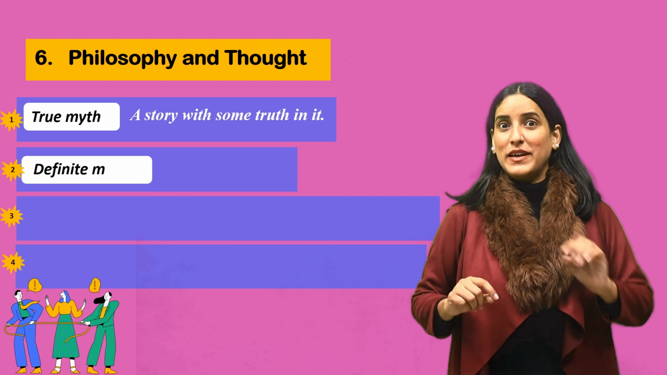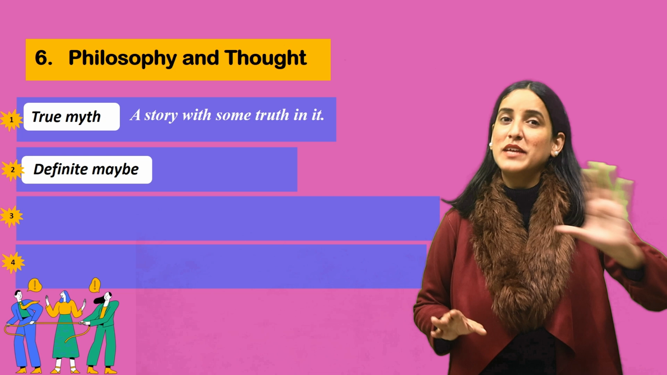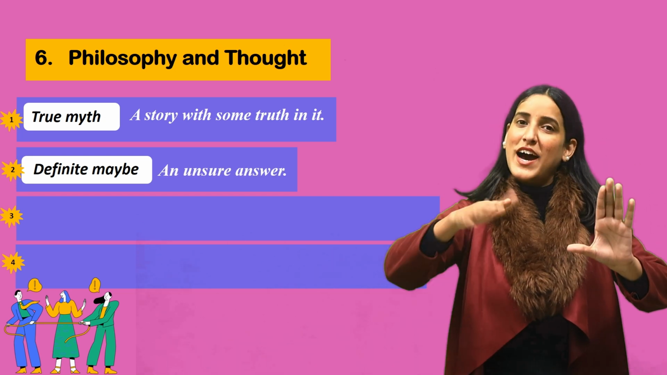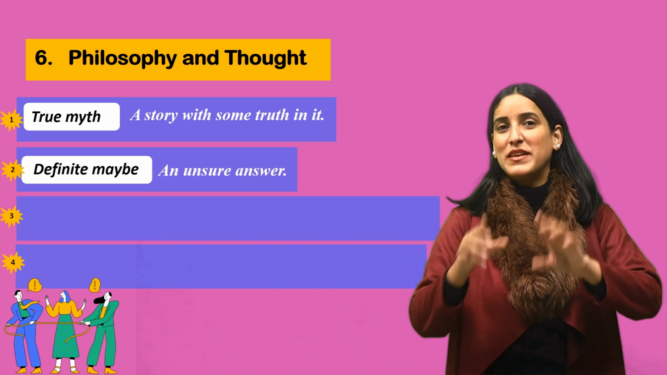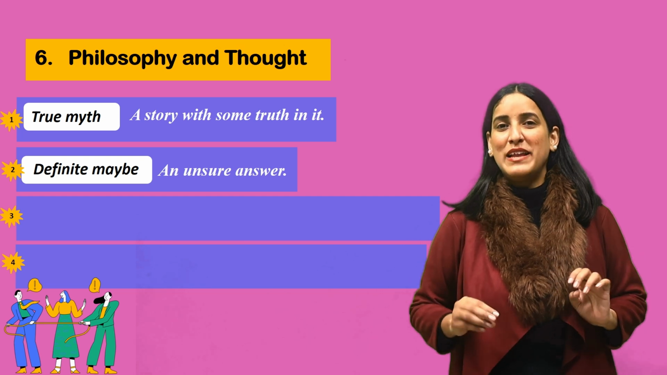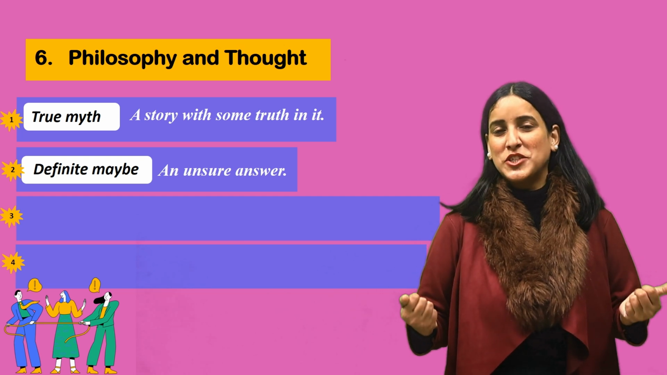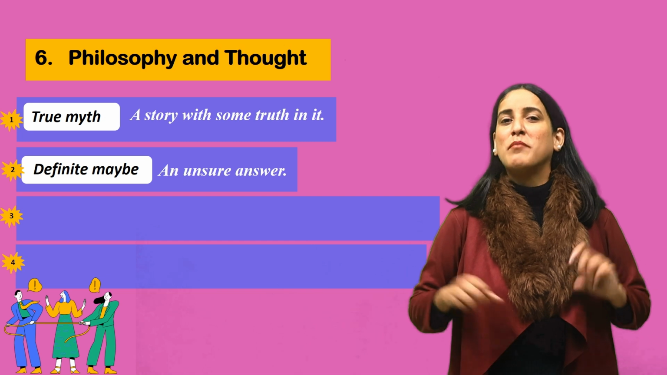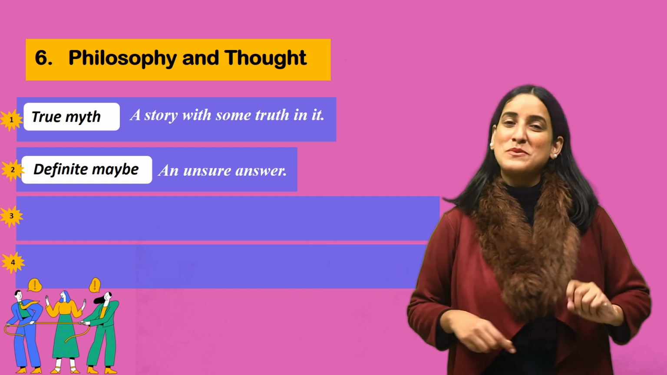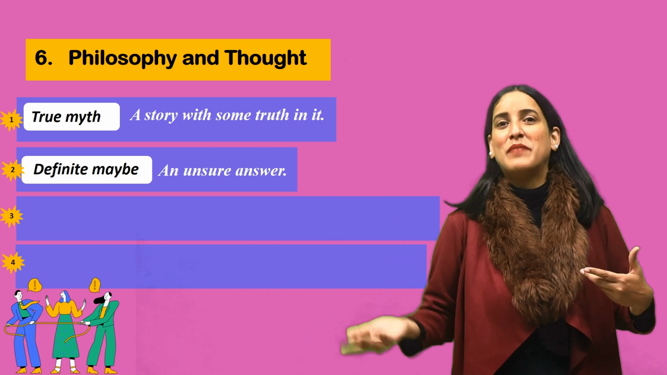Okay. The next one being definite maybe. Definite already means 100%, and then maybe means unsurety. Yes, so definite maybe means an unsure answer. For example, when asked if she would join, she replied with a definite maybe. Yes, I think it happens with us also. We are sure, but at the same time unsure.